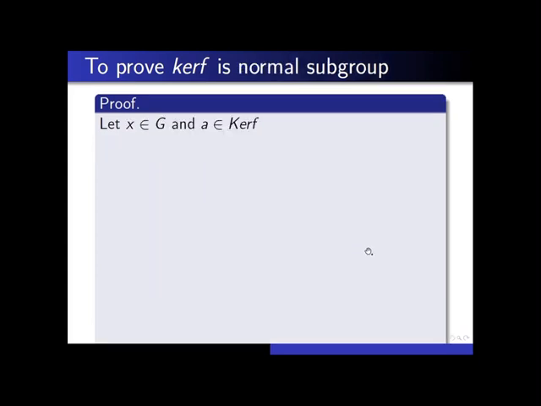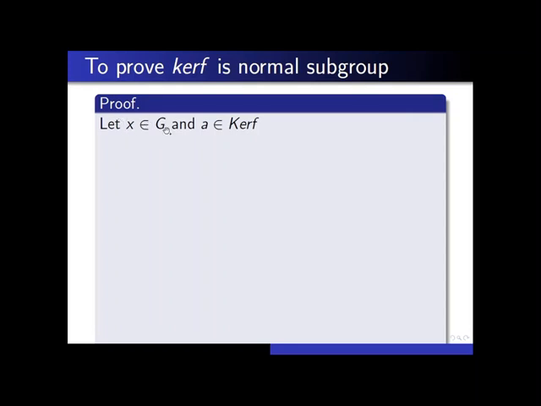Now move to the next step. To prove kernel F is a normal subgroup, let us recall the necessary and sufficient condition for a subgroup to be a normal subgroup. What is the condition? X belongs to G and H belongs to H, X H X inverse belongs to H.